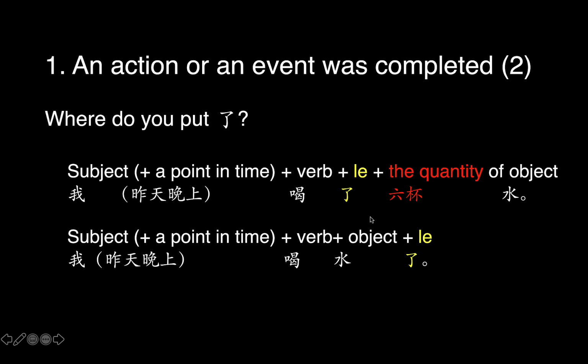Here it is. So one way is that you put le before the object after the verb. That is when there's the quantity of things affected. For example, 我昨天晚上喝了6杯水, 6 cups of water. I drank 6 cups of water last night. So this le must be before the quantity of the object. And the second one, subject, then verb, object, le. So you put le at the end when you don't have a quantity of the object. So 喝水, just drink water, right? You didn't specify how much water you drank. So 我昨天晚上喝水了.